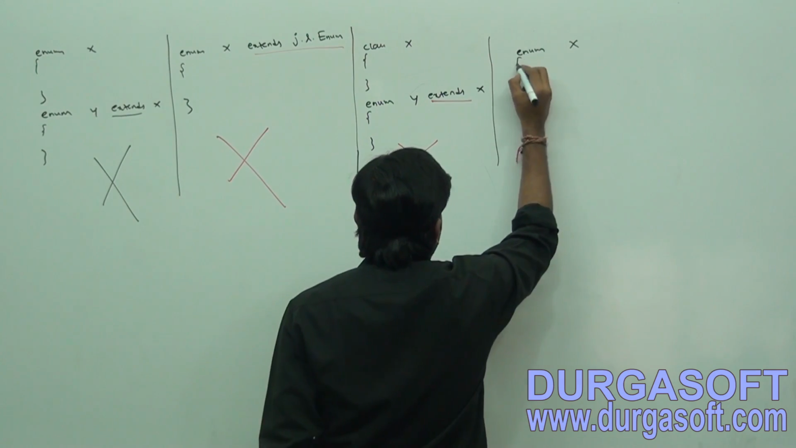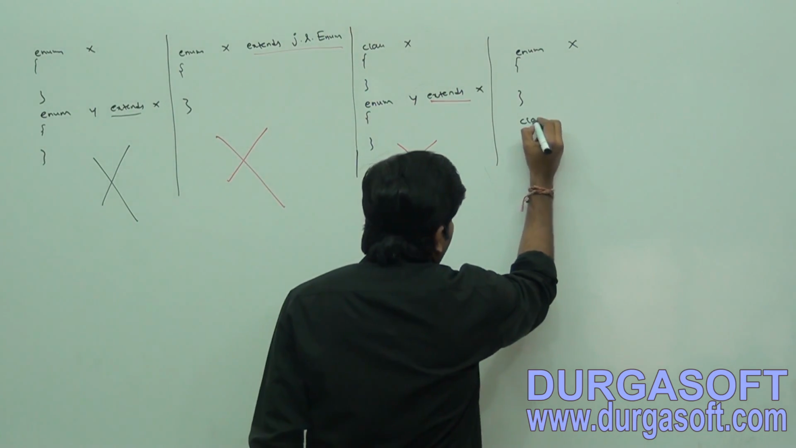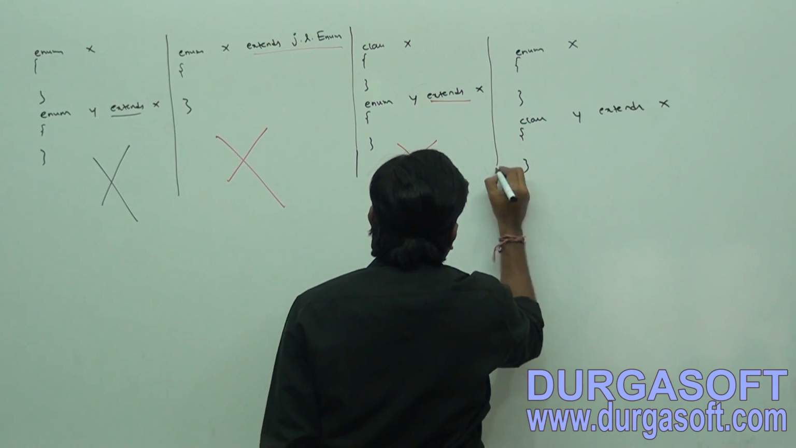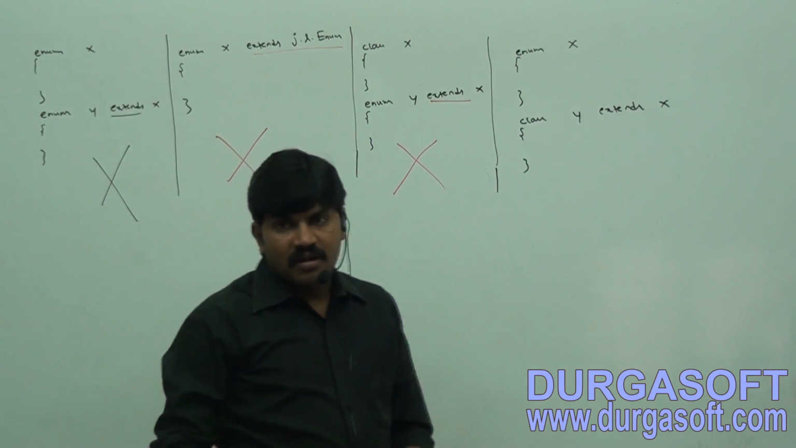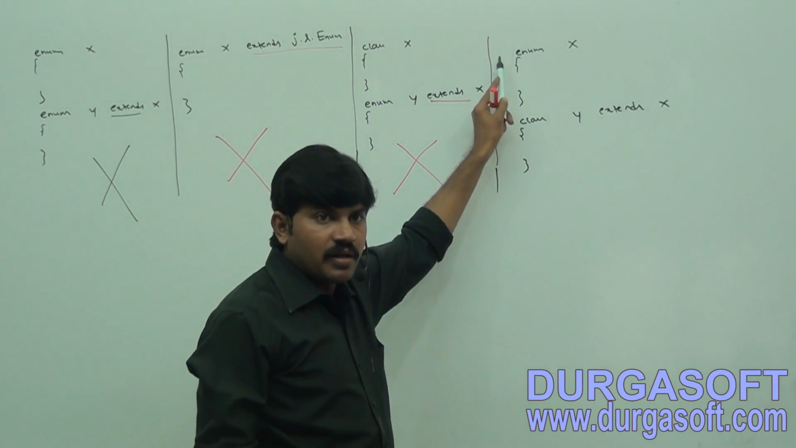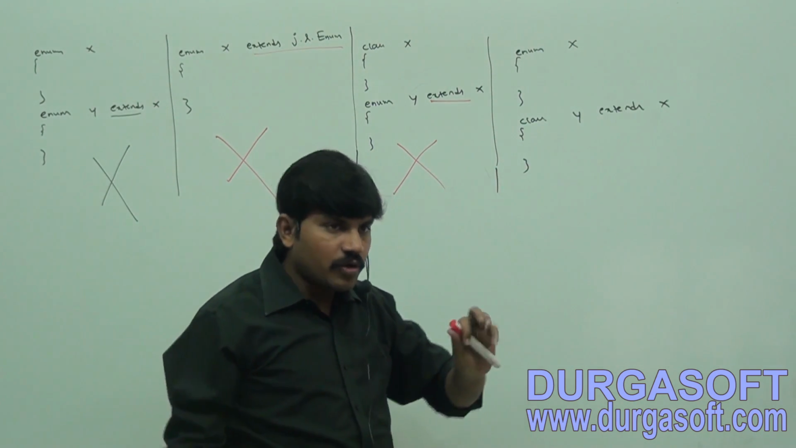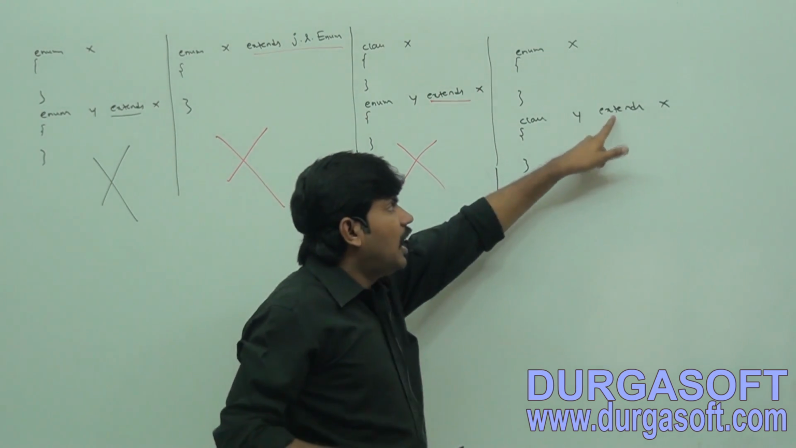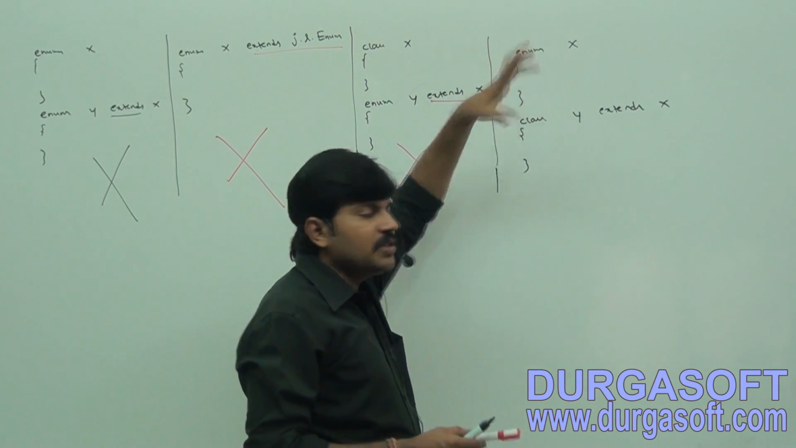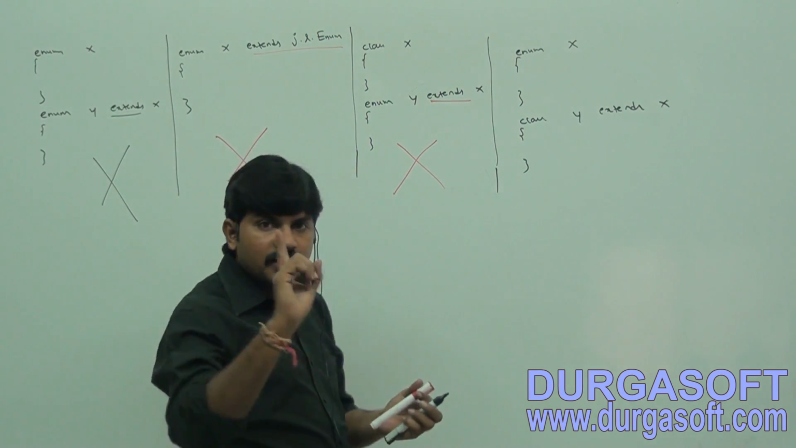Now the fourth one, very important. Observe: enum x, and class y extends x. Is it valid or not? Every enum is always final. If it is final, how can you create a child class? The extends keyword can be used for a class, but the problem is that x is an enum, and every enum is always final. For final classes, you can't create a child class, so we get a compile time error.